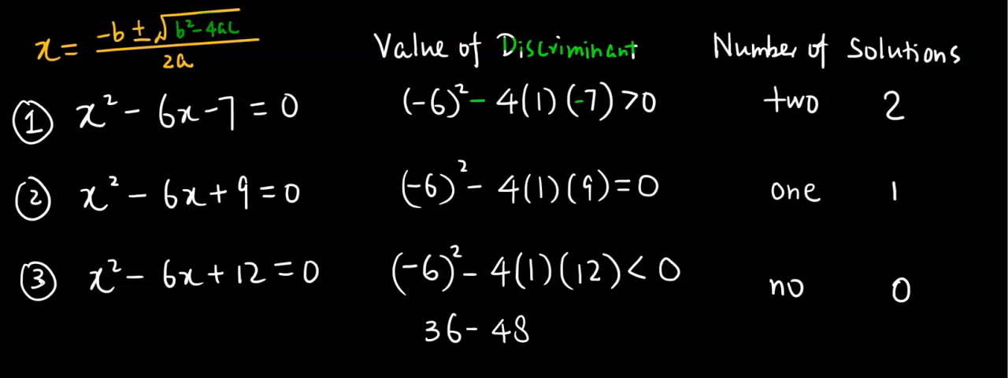Okay, that is why we need to know what the discriminant is and how to use it. The discriminant can tell us the number of solutions. Of course, when you go to Algebra 2, question 3, we will have a way to find its roots.